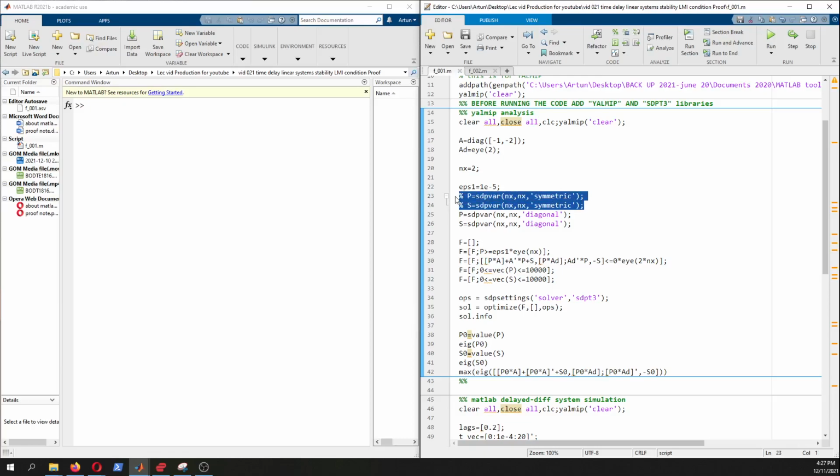P and S are the decision variables. I just put in some additional constraints. For example, these two lines are optional. The correct ones are these two lines. Of course, they need to be symmetric, and being diagonal is an addition of unnecessary constraints. I just put those constraints to see if it's possible to obtain diagonal P and S matrices. So P and S don't have to be diagonal.